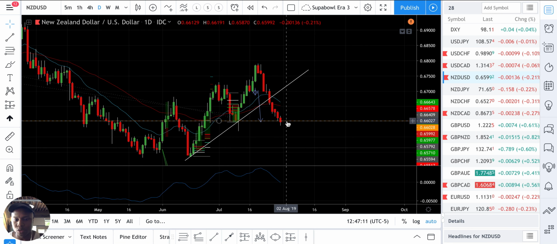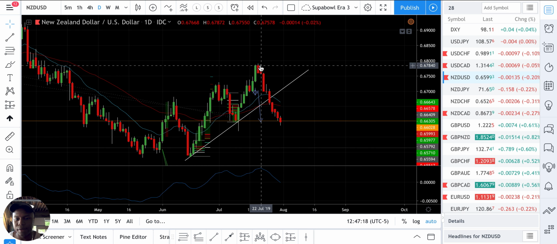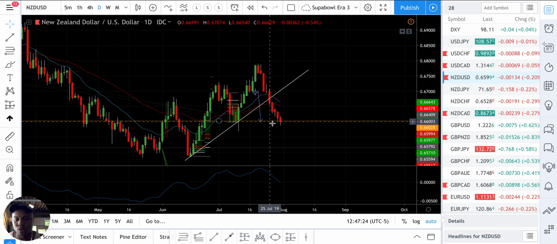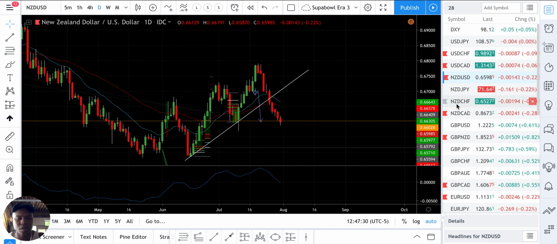Now, if the reversal does not happen at this level, we just break down through it, then now we're not at equal lows, we're at a higher high and a lower low at the same time. So for me, that's a channel. That's not a trend. That's not a run. That's not a setup. We move on and we say, all right, there's nothing here.